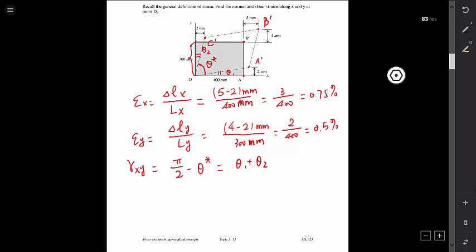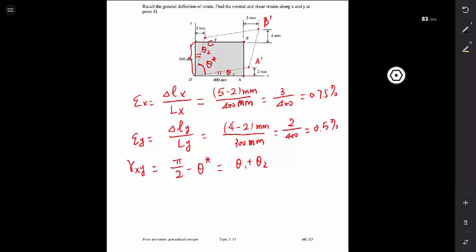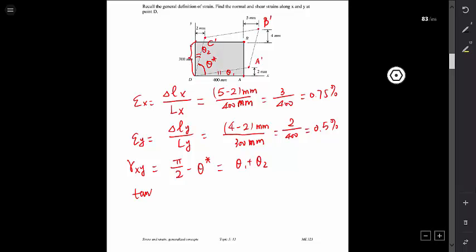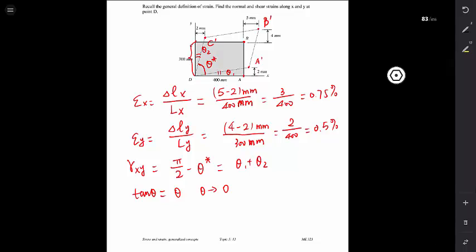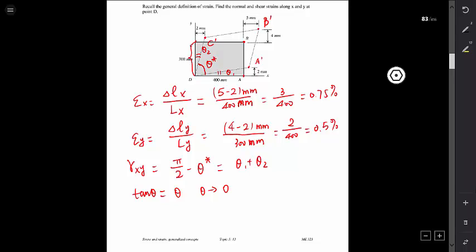And as we said, this class we're focusing on elasticity. Elastic deformation typically has very small strain. The strain is usually on the order of 1%. So for these small angles, we know that tangent theta equals theta when theta is approaching 0. So then we can calculate theta 1 and theta 2 in their triangles. So theta 1 just equals tangent theta 1.